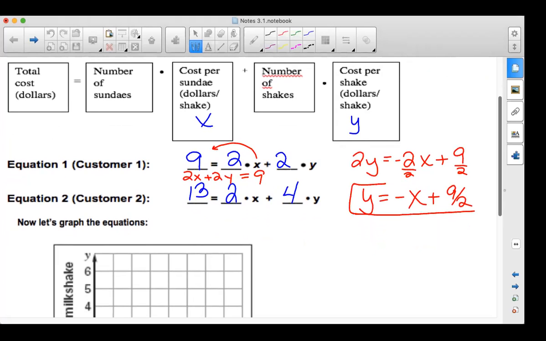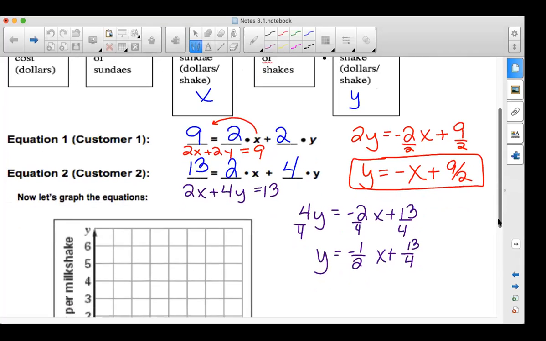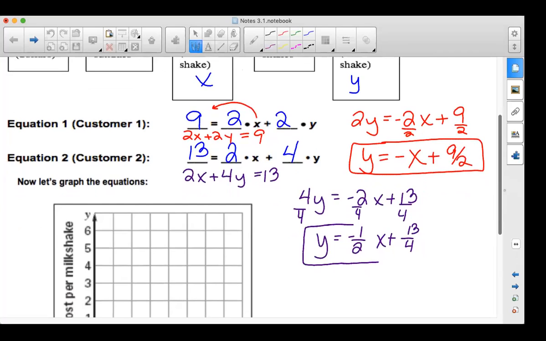So here's my y equation for customer 1. Customer 2, so again, I'm mentally flipping this equation, making the variables on one side, the number on the other. So I would have 4y equals negative 2x plus 13, and then divide by 4. So a negative half, and then 13/4. So here is customer 2 and customer 2's equation.